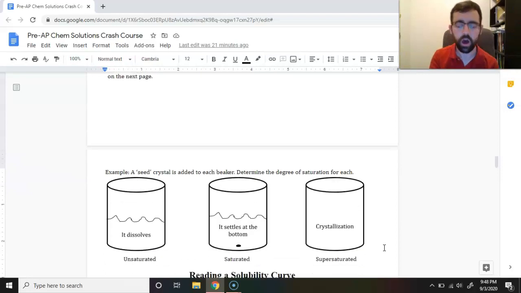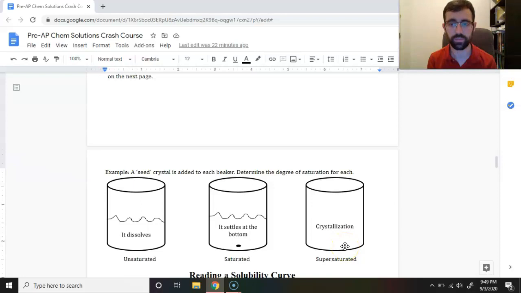If it dissolves, it is unsaturated. If it settles to the bottom without dissolving, that's a saturated solution. But if it crystallizes, then what that means is before I put the seed crystal in, it was a supersaturated solution.